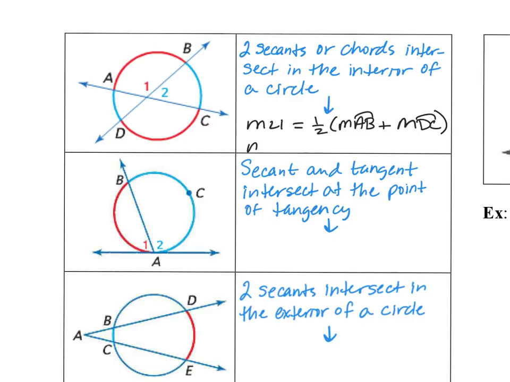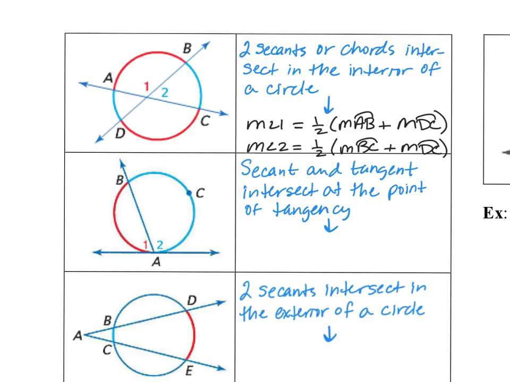Now the measure of angle 2, same idea, we will find the measure of angle 2 by taking the sum of the measures of two arcs, and those two arcs would be arc BC, and then also the arc that's cut off by the angle that's vertical to angle 2, so that would be arc AD. So the measure of angle 2 is equal to 1/2 the measure of arc BC plus the measure of arc AD.